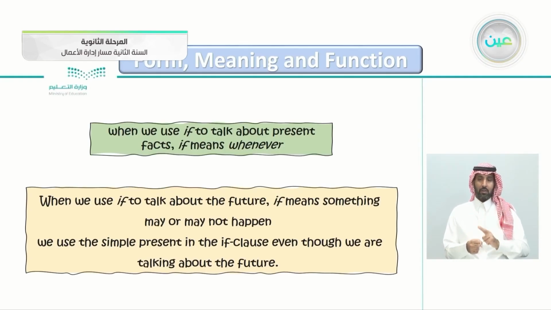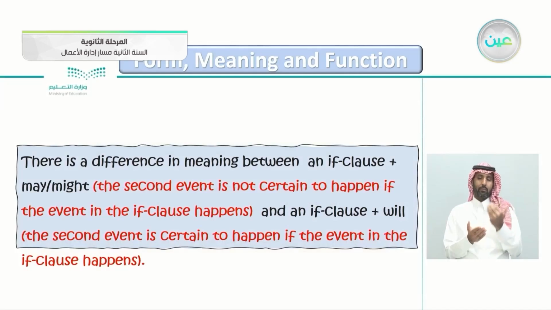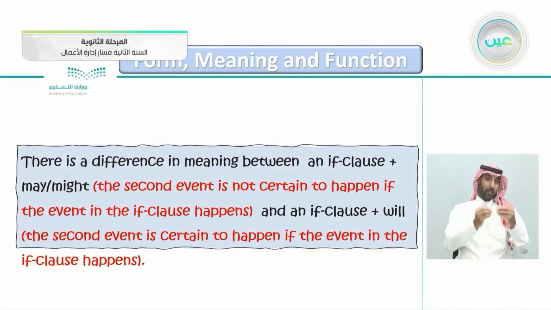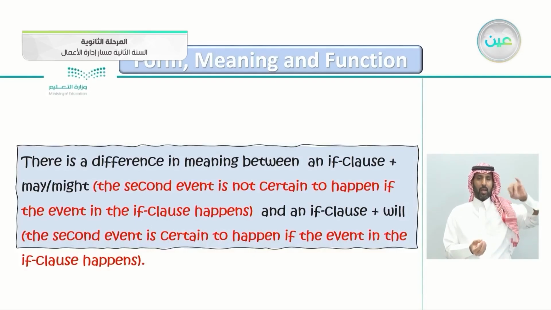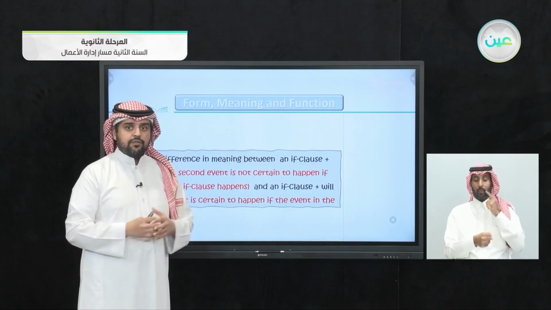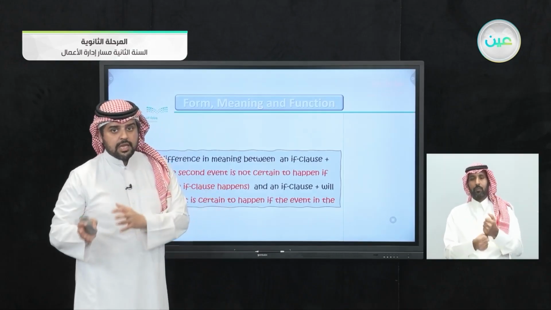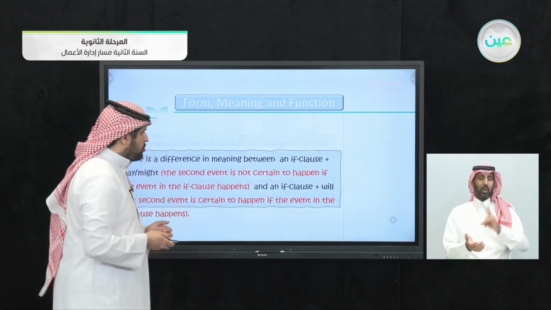When you use the simple present in the if clause, even though we are talking about the future, of course, this is mentioned before. There is a difference in meaning between an if clause plus may and might. The second event is not certain to happen if the event in the if clause happens, and if plus will, the second event is certain to happen. As mentioned before, when in the result clause we say will, we know that this is what's going to happen. If you say may or might, we are not sure.